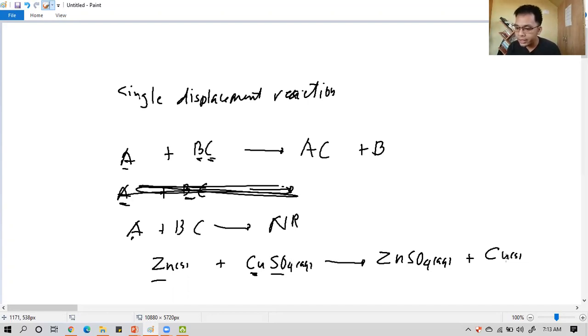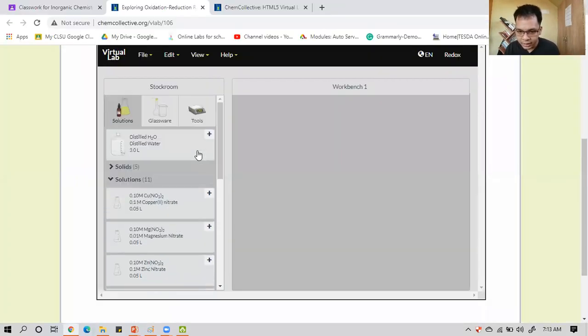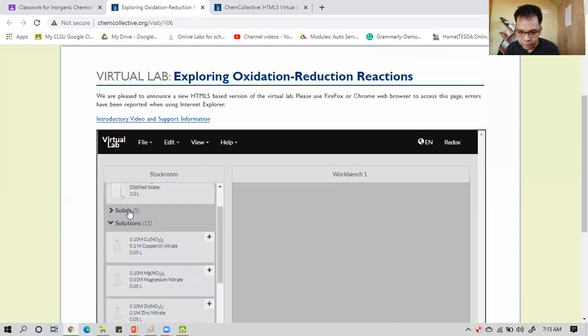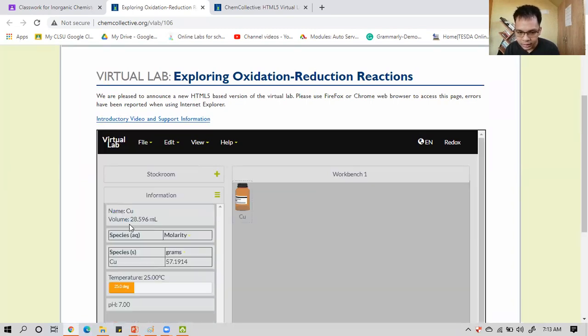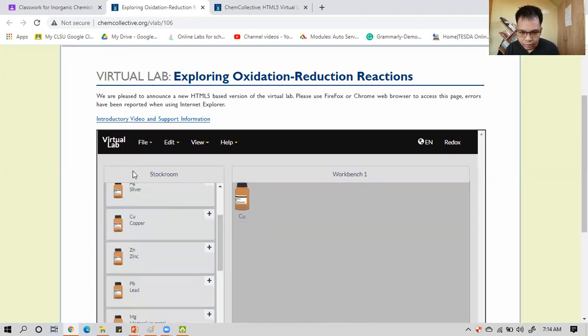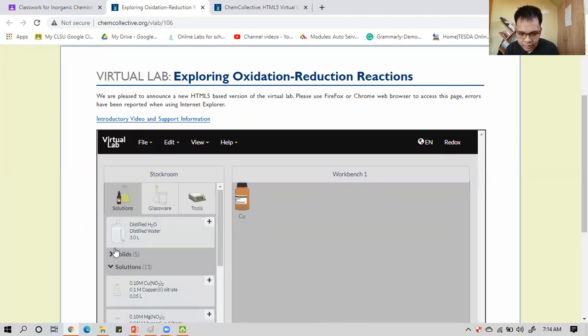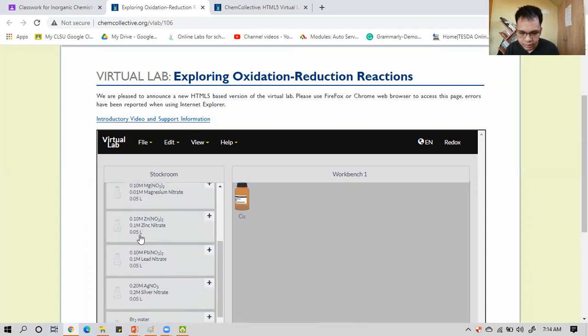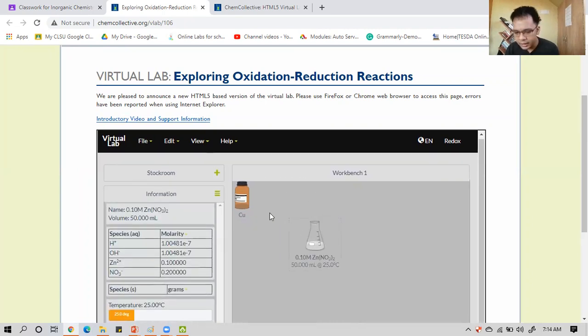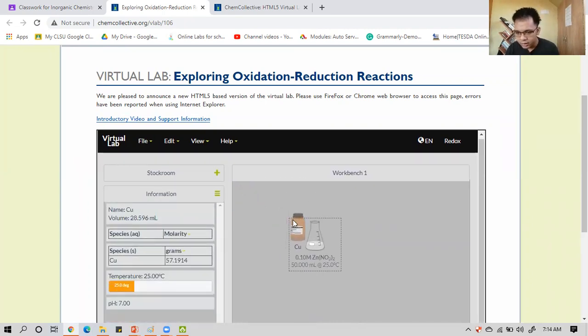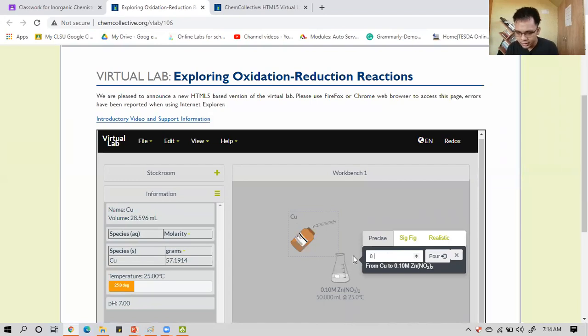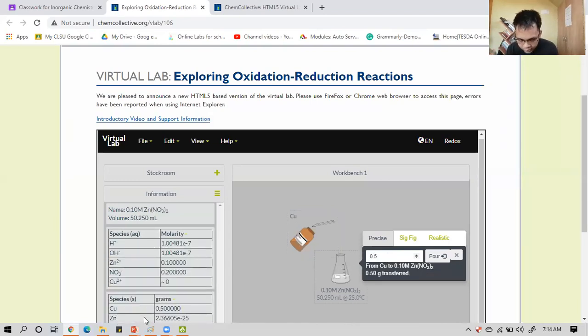And yan yung i-write ninyo sa inyong mga lab reports. Those, the reaction. Yan. Okay? Ayan, let's try one another. Let's try here yung reverse naman. Let's have a copper. And then, stock room. And then minimize here solution. We have the zinc nitrate. Ngayon, pagbalik na rin na natin. Let's probe this one. Okay, ayan.